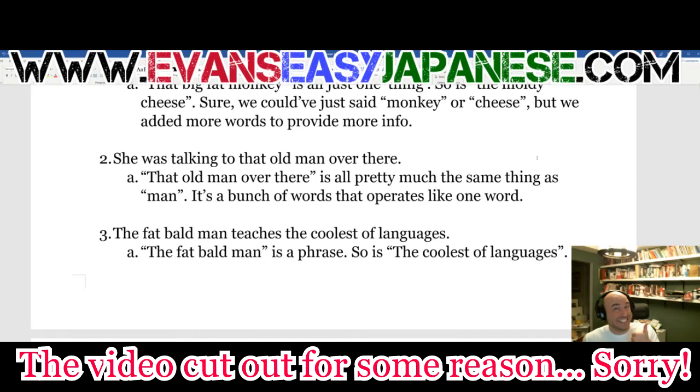Next, the fat bald man teaches the coolest of languages. All right. The man who is fat and bald. So the fat bald man. Four words explaining one item. This guy right here. And it teaches the coolest of languages. So four words once again. It just so happens that most of these are four words. There are easily other examples where there's more. These are phrases. There's no predicates inside of them. There's no subjects.